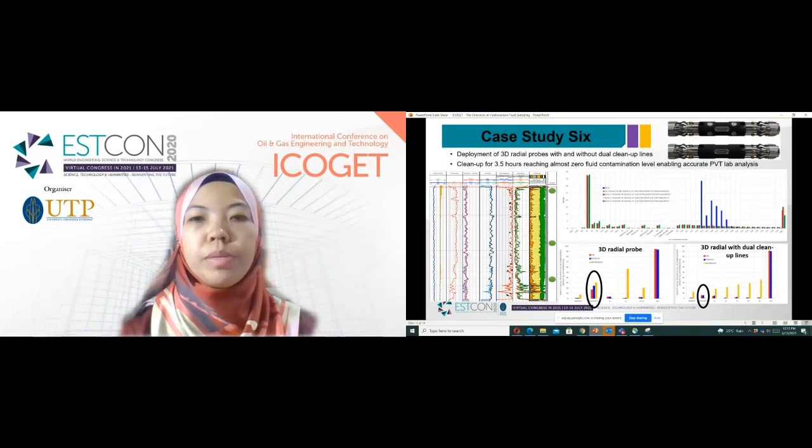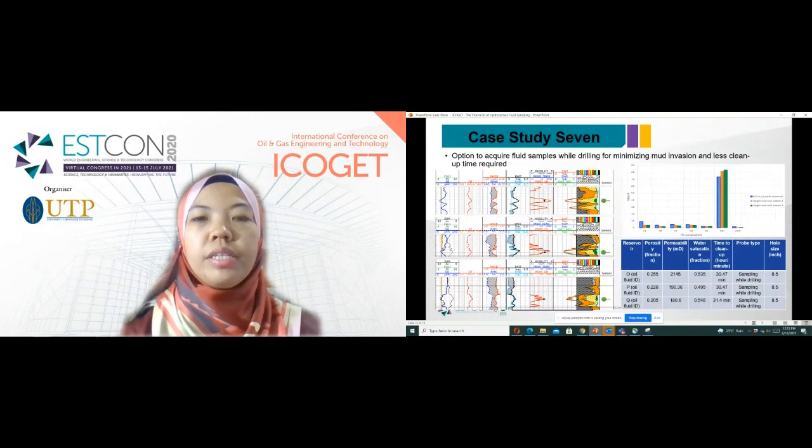Comparing the downhole measurement of fluid properties and the lab-derived properties, it is observed that the difference in viscosity reading for those samples acquired with the 3D radial probe with dedicated cleanup flow line is much lower than the sample acquired using the conventional 3D radial probe without cleanup flow line.